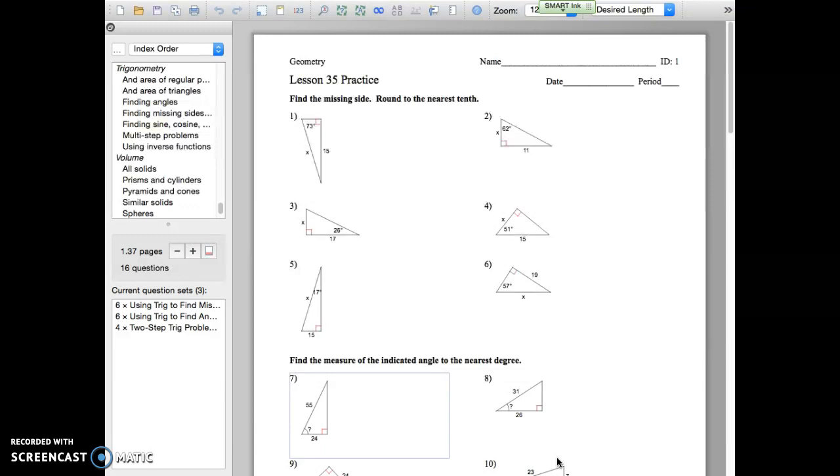The first thing I would do when I'm working these problems out is I would actually label what this stuff is. So the angle of interest is right here. This is my hypotenuse, and this is opposite. So if I have opposite and hypotenuse, I'm looking at sine. So sine of 73 equals 15 over x.